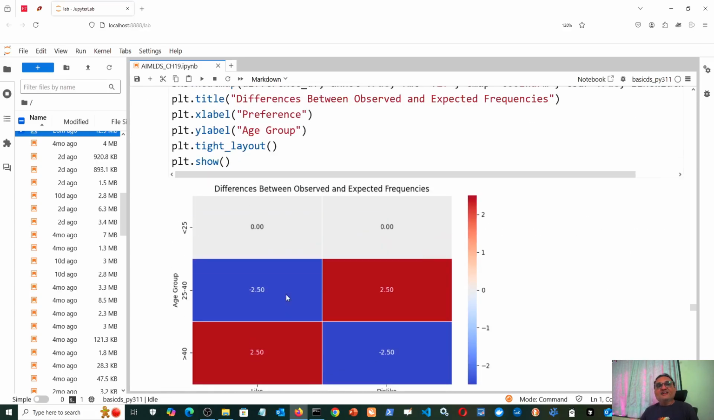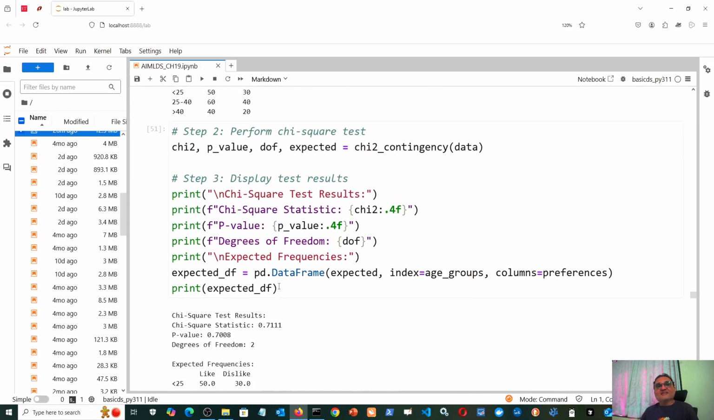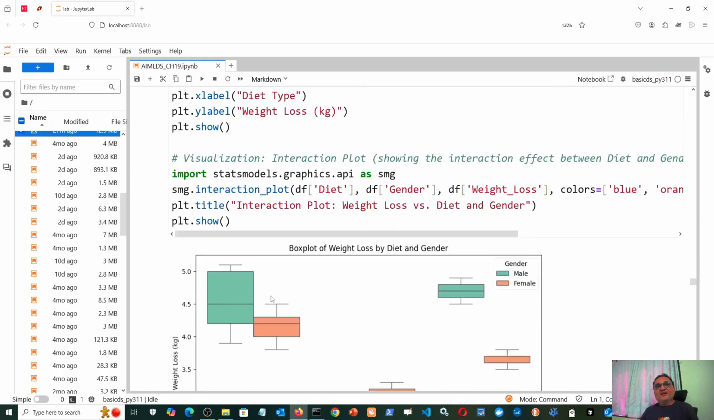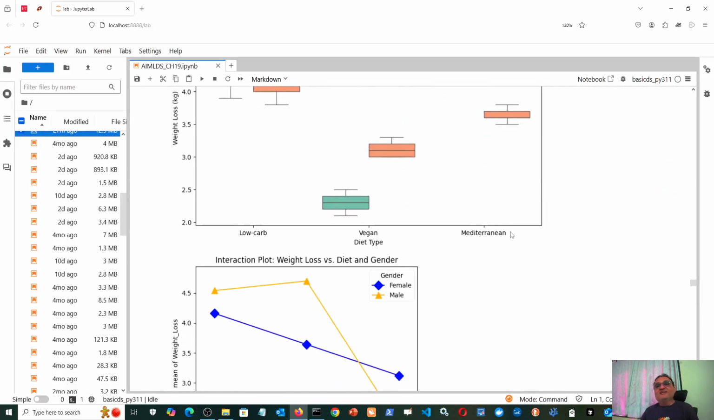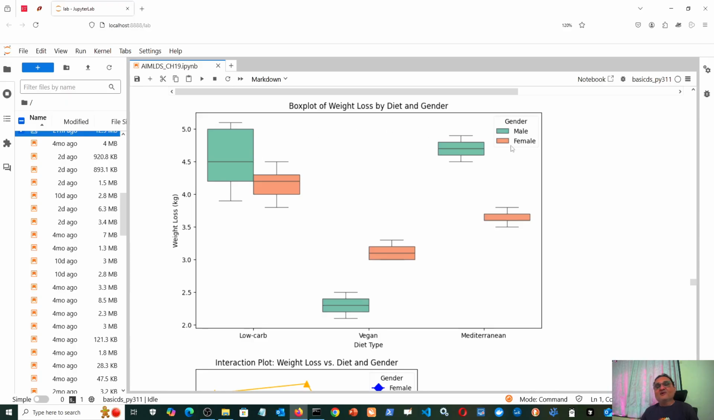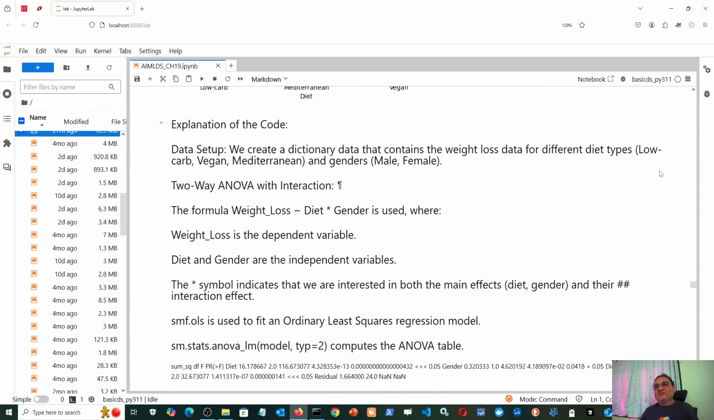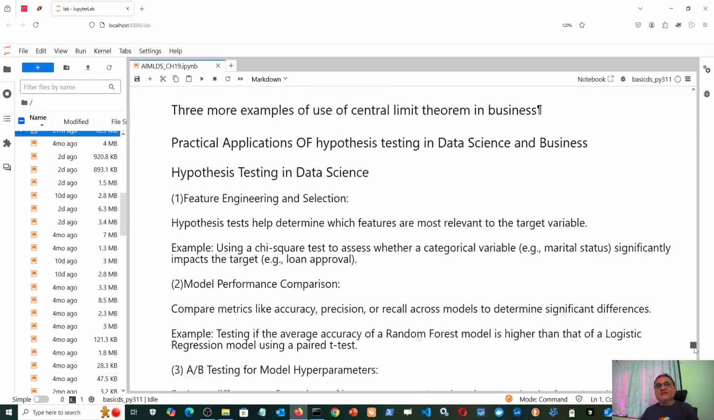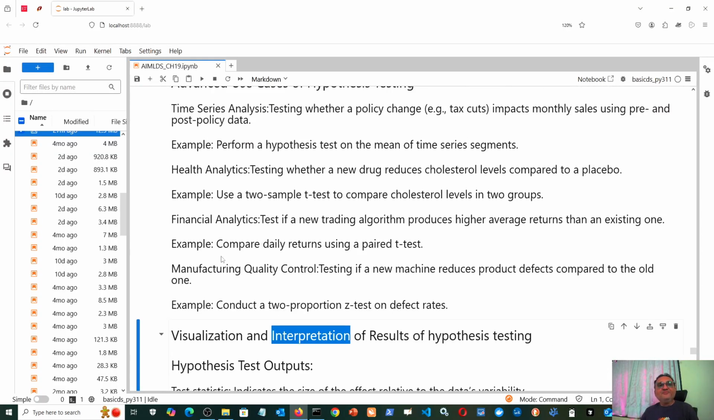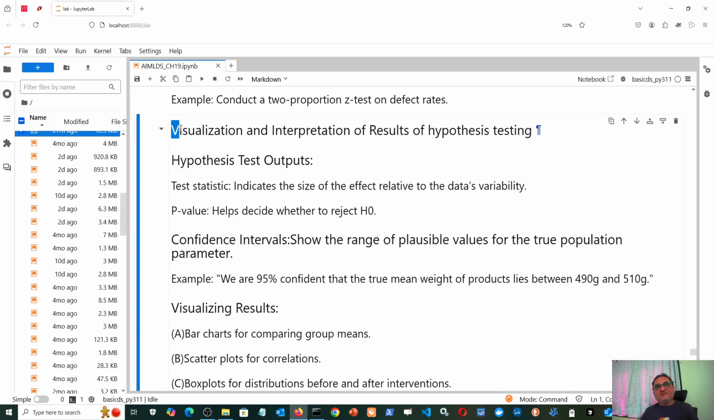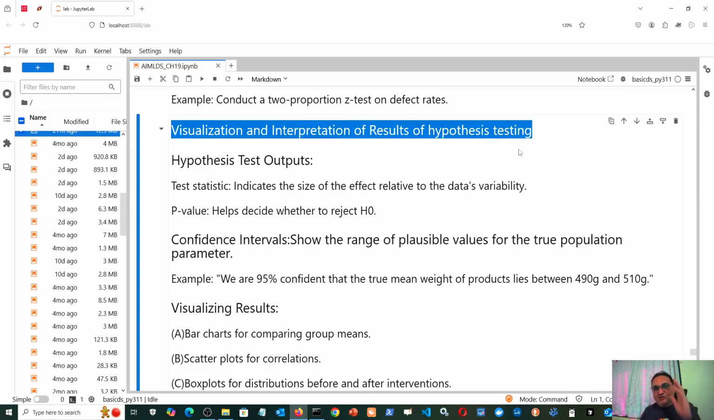Similarly, in that weight loss example with different diets that we had discussed, this case was there. Low carb diet, vegan diet, and Mediterranean diet, and green is for male gender and orange is for female gender. And we saw that each diet has a different effect. And not only that, even for the same diet, the effect on males and females is different. The median weight loss for male was 4.5, median weight loss for female was around 4.2, like that with low carb. So visualization helps in interpretation. That is what we want to discuss here very briefly, because we have discussed all these things in much detail in those examples.